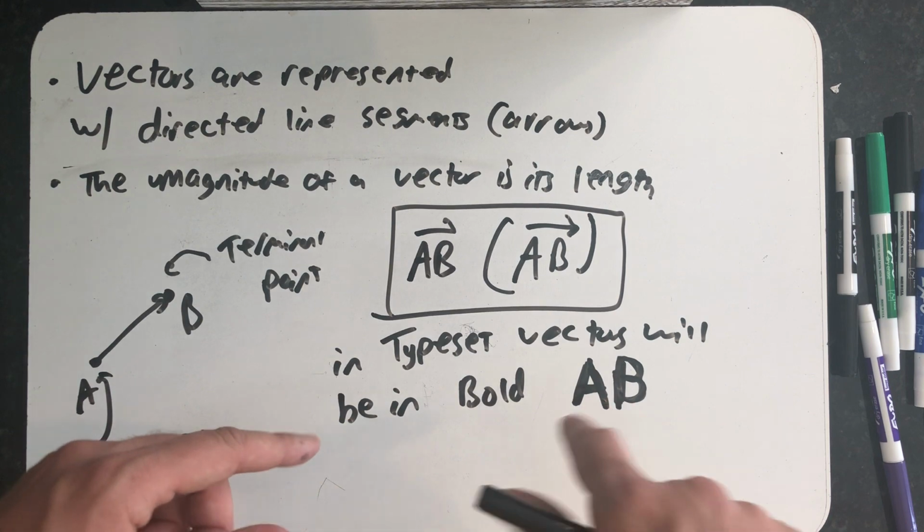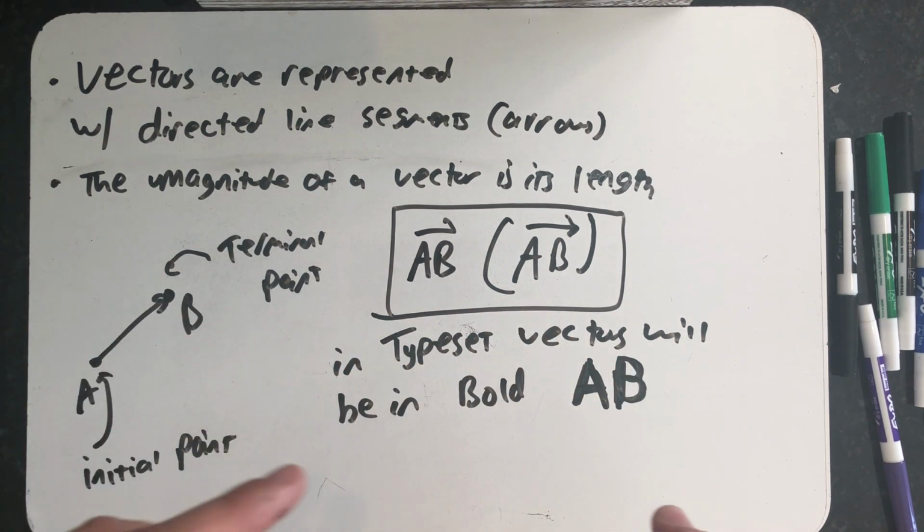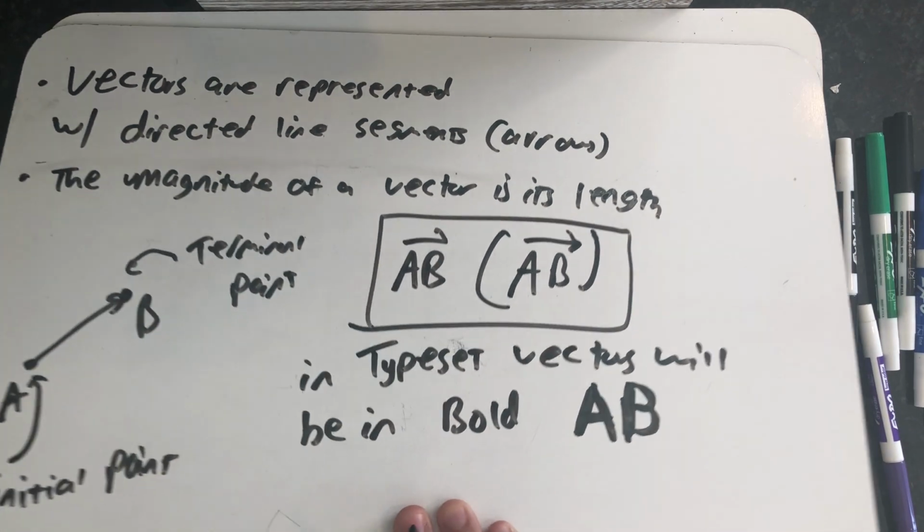So always use an arrow when you're writing out a vector in handwriting, because it will remind us that we're dealing with a quantity that has both direction and magnitude. Okay, one more little bit of notation and then one fact about vectors.